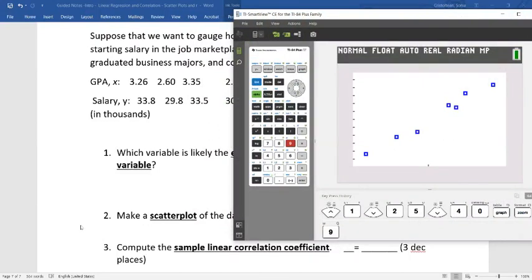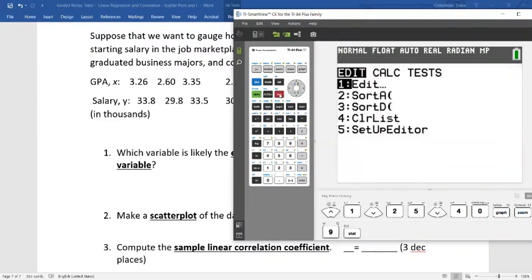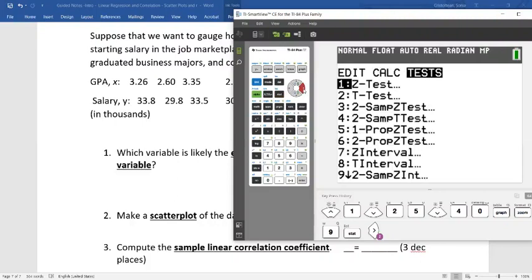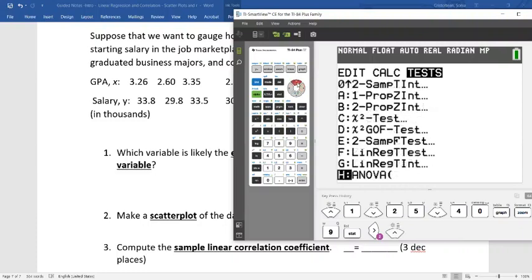The next thing I want to do is compute the sample linear correlation coefficient. I can see that there is a very strong positive linear correlation, but let's see how strong it is. I'll go to stats and I'll run the test. That's how I can find this measure. Which test? Linear regression t-test is not on this first screen. I will go up and it is right here, linear regression t-test.